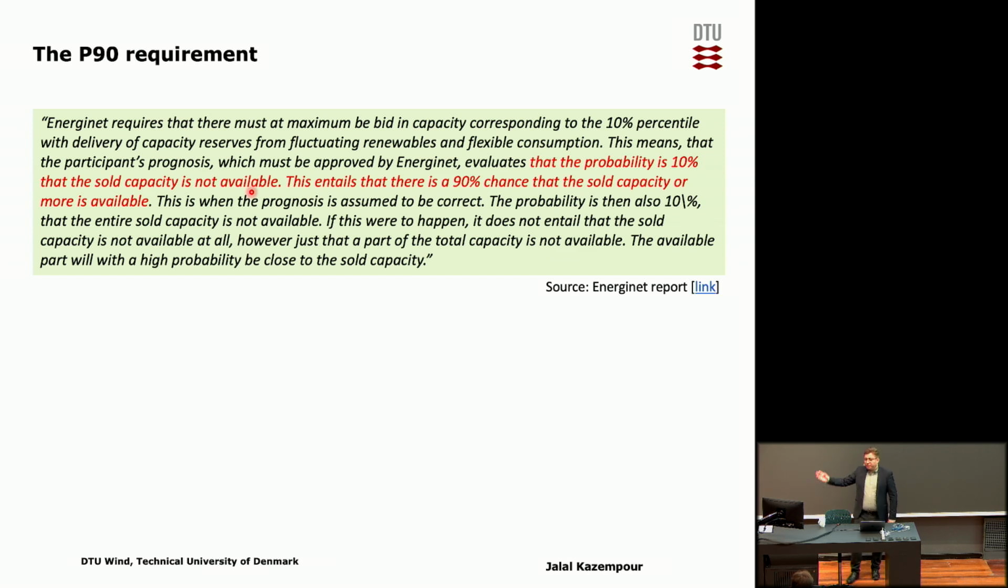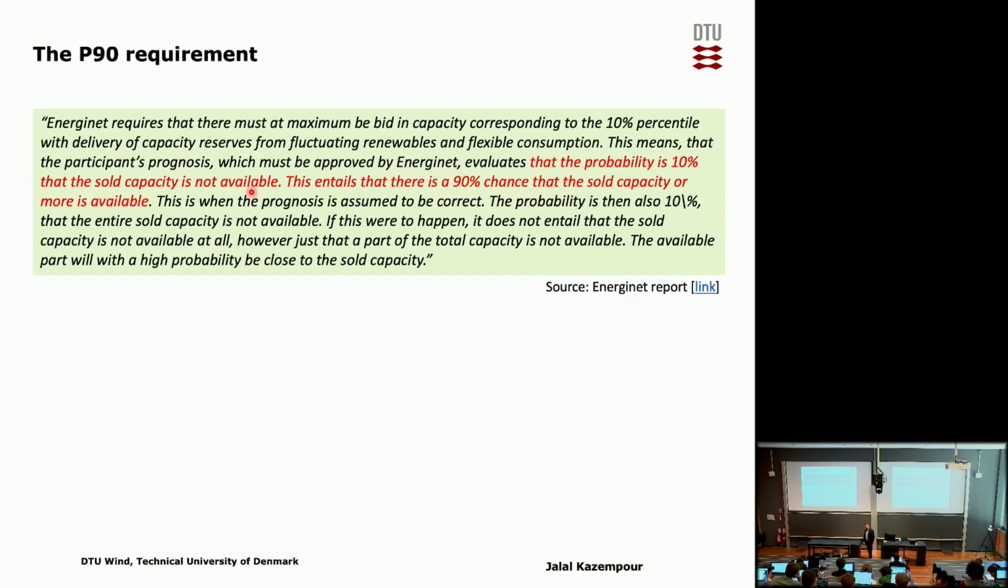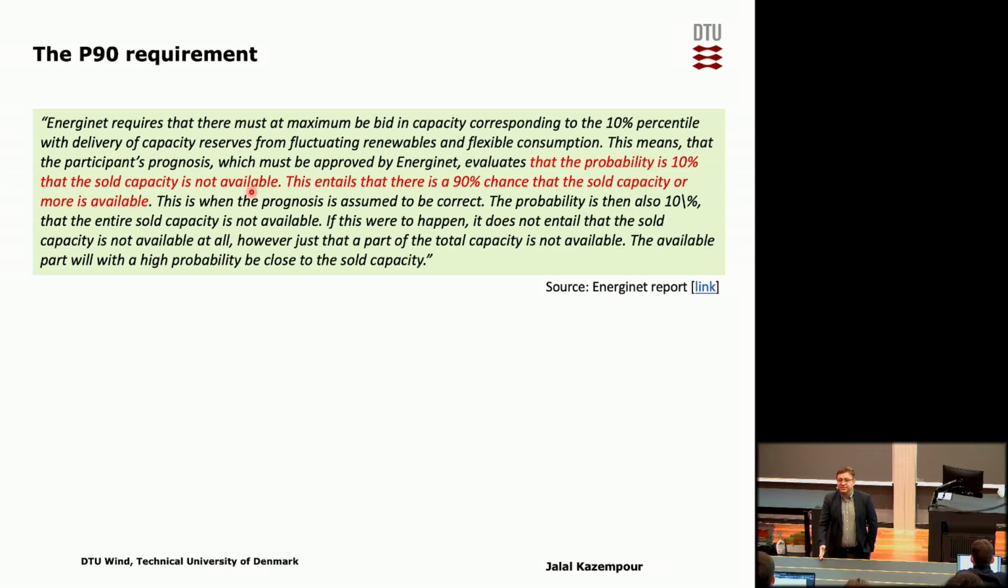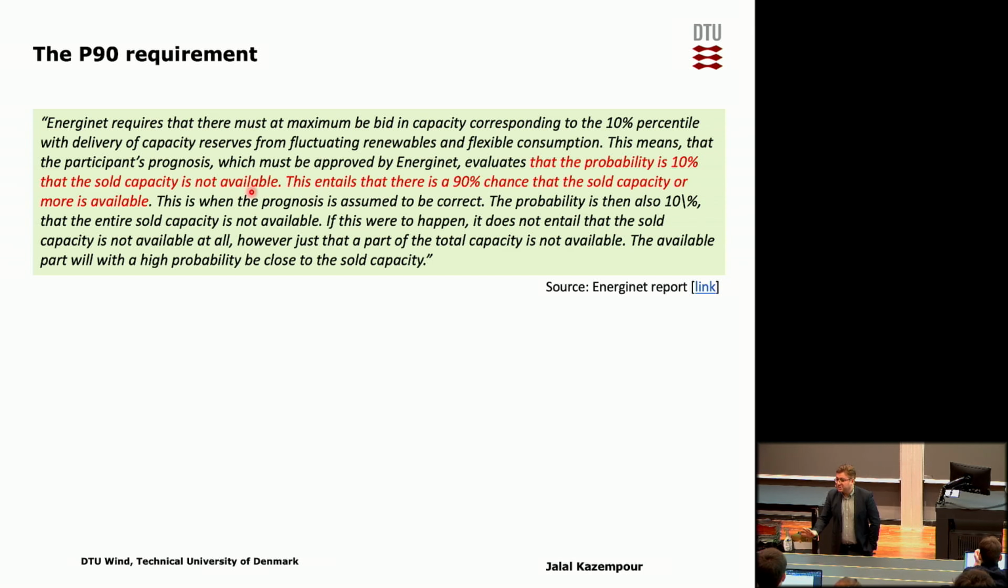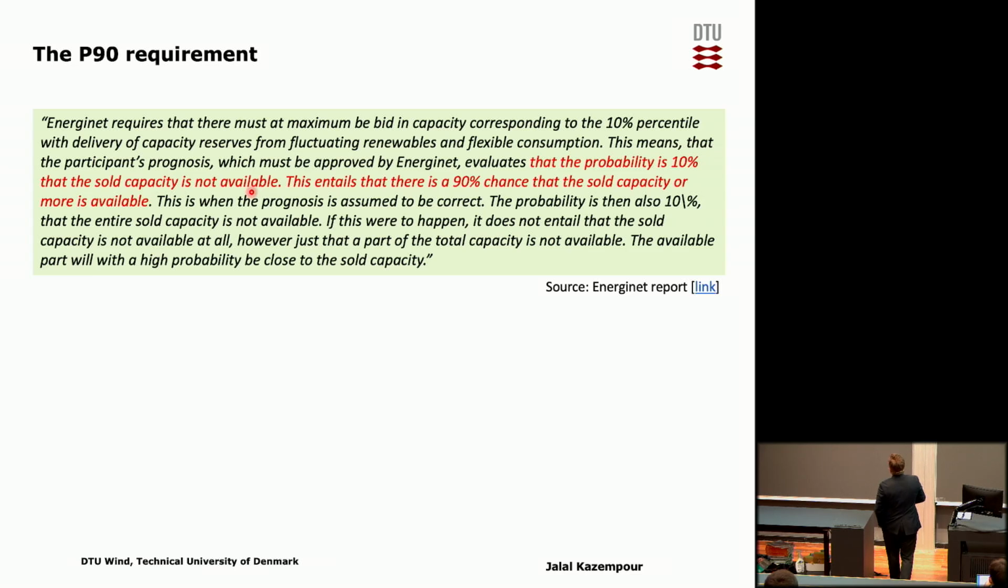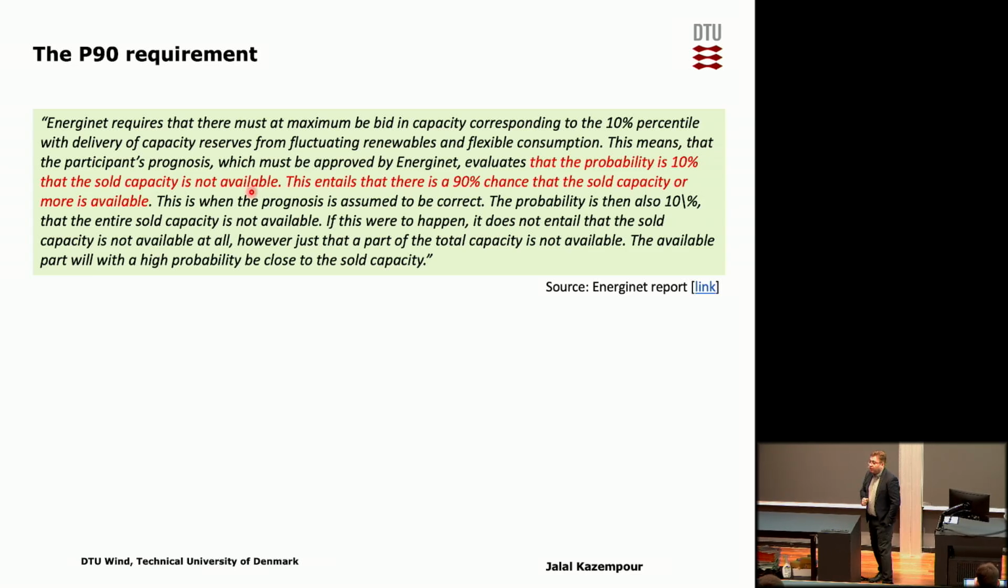So for example, you submit a bid of X kilowatt or X megawatt to one of the ancillary service markets. You will be kept eligible to participate in that market if we realize that the chance that the bid is fully available tomorrow is at least 90%. So there is only a chance of maximum 10% that what you submitted is not available. Is it clear? This entails that there is a 90% chance that the sold capacity or more is available.